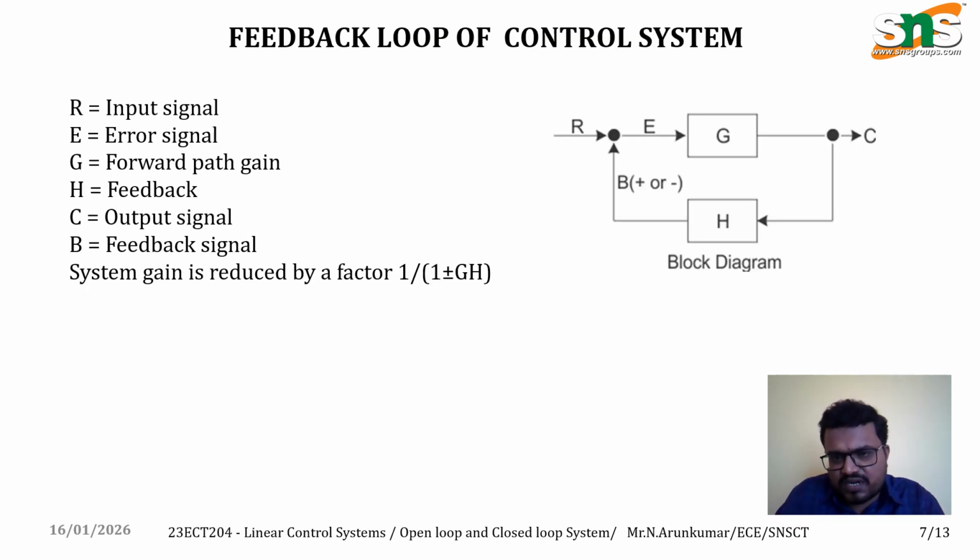Feedback loop systems are based on input signal R, and E is the error signal. If the feedback generates an error, we need to eliminate the error. G is the forward path gain, the controller loop, H is the feedback system, C is the output of the system, and B is the feedback signal. The overall system transfer function can be calculated as 1 by 1 plus G of S into H, that is, 1 by 1 plus GH.